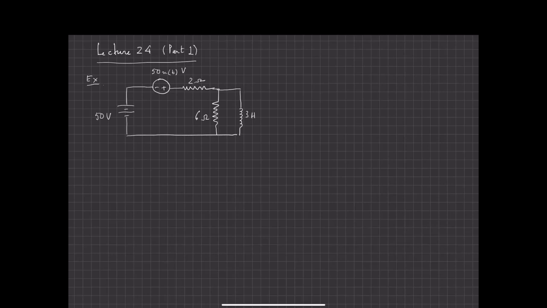and the question is that I want to determine I of t through the inductor for all time. And then plot this response.